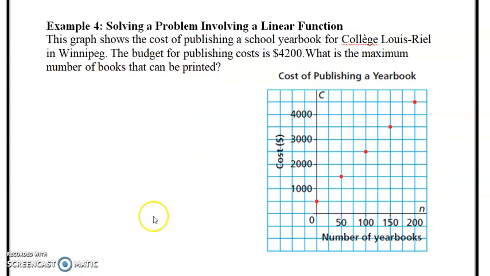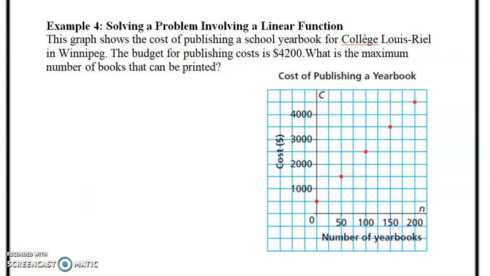So in the next example, we're going to look at the cost of publishing a yearbook in Winnipeg. The budget is $4,200. What is the maximum number of books that can be printed? This shows a linear graph. Obviously, it's $500 for no yearbooks. That just means it's an upfront cost, for making the yearbook and the time put in to create it. So if you didn't sell any, it's still $500, and then it's increasing by a certain amount.